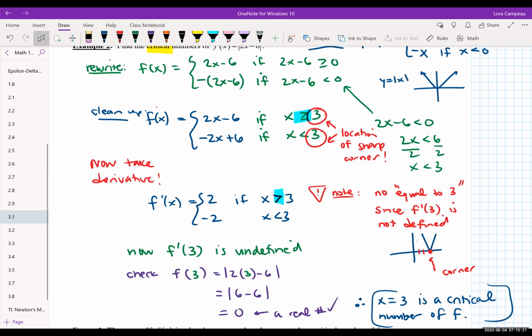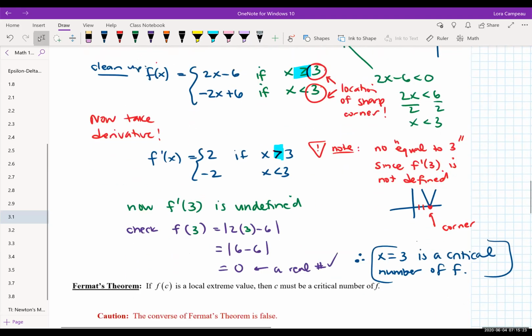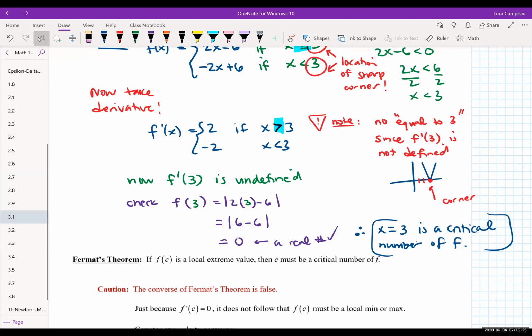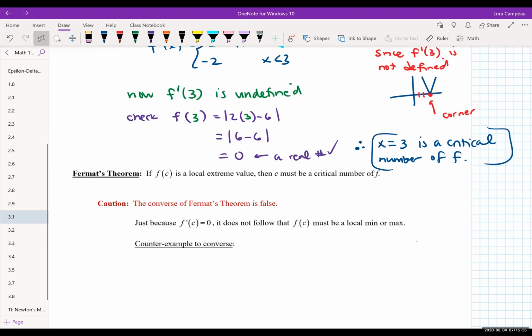So before we move on or end the section, we have something that you're kind of already guessing what's happening, but I just want to define it formally and then sum this all up with a nice example so that we're getting all of the concepts of this section together. So let's look at Fermat's Theorem. They're reminding us: if f(c) is a local extreme value, then c must be a critical number of f.